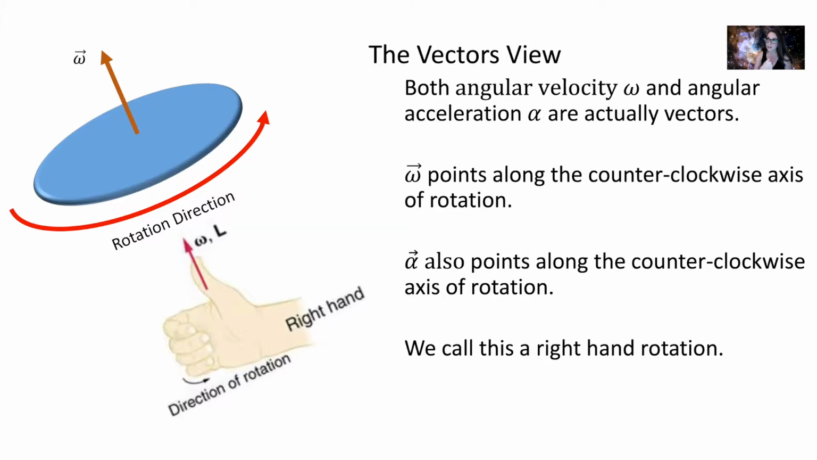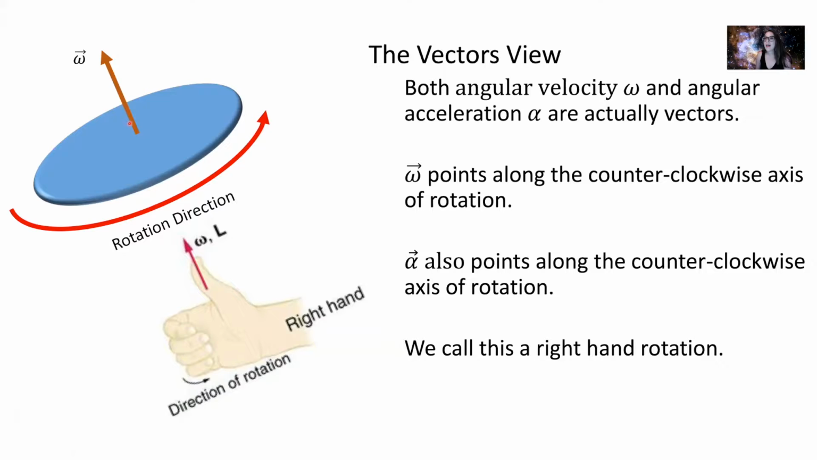and your thumb points in the direction of the angular velocity. In this image that we have here, our direction of rotation is following that red arrow. If I take my fingers and curl them around the direction of the rotation of that disk, my thumb points in the direction of the angular velocity, which is up in this case.